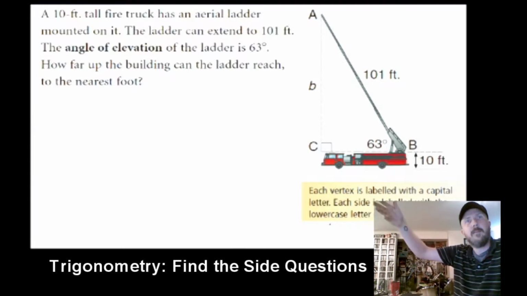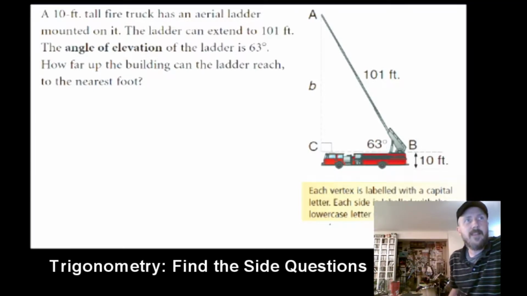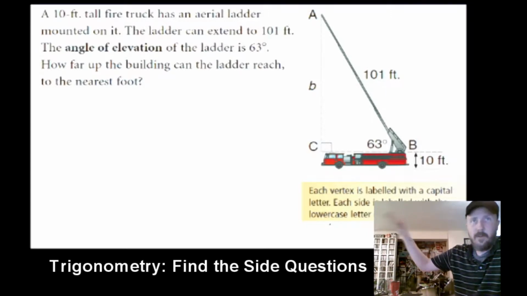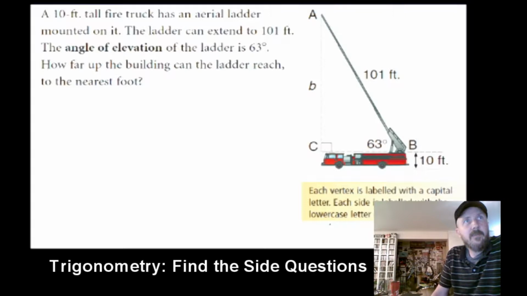How high is that going up that wall? So we're going to try and find that side B. Okay? So this one is a find the side. How far up the building can it reach? So I'll just read through the question. A 10-foot tall fire truck has an aerial ladder mounted on it. The ladder can extend to 101 feet. The angle of elevation of the ladder is 63 degrees. How far up the building can the ladder reach to the nearest foot?